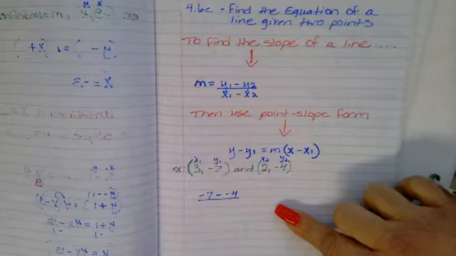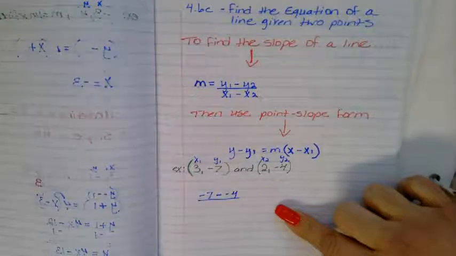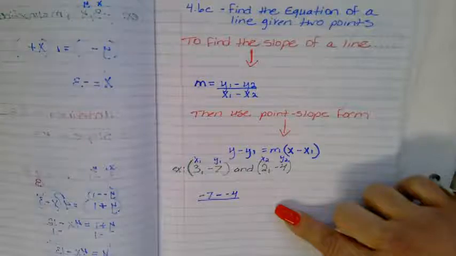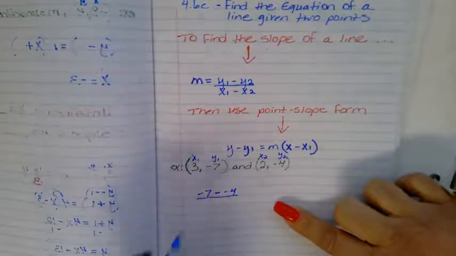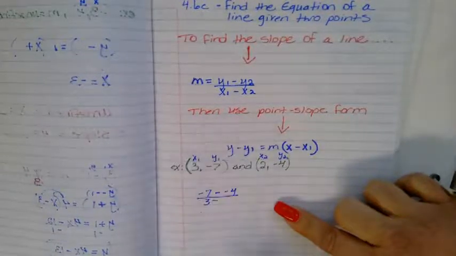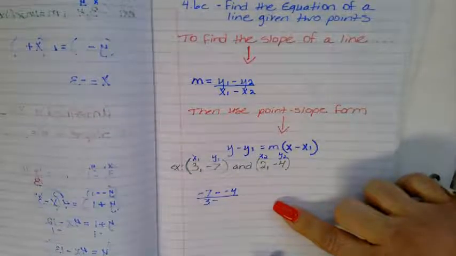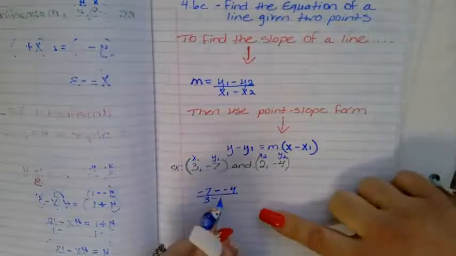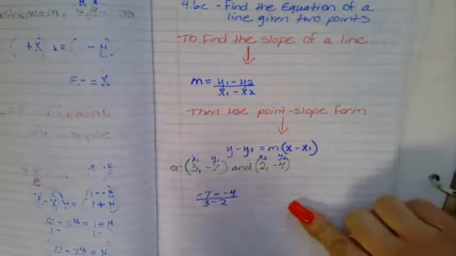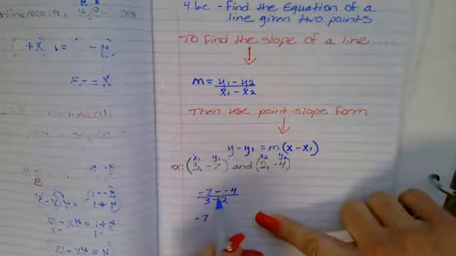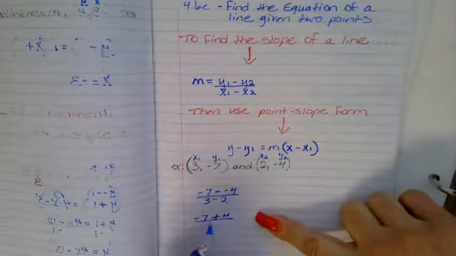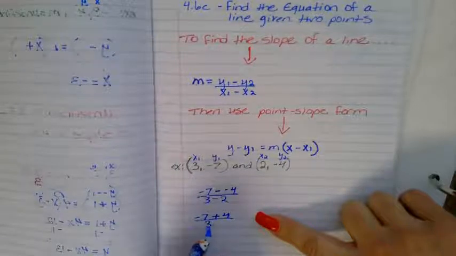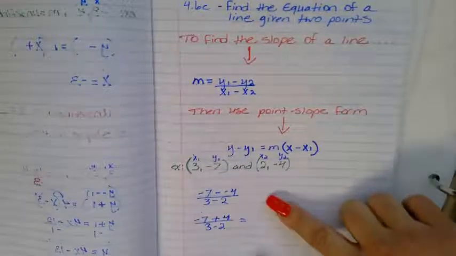I'll rewrite it. We'll change the sign and make it look a little easier. Then we're going to do x1, which is a 3. Always a subtraction sign. And then x2, which is 2. If I rewrite it, which I like to do, these two negatives will just be a positive sign. So it'll look a little neater. That just makes it easier for me.